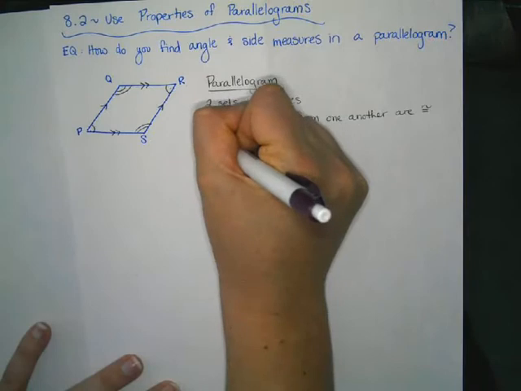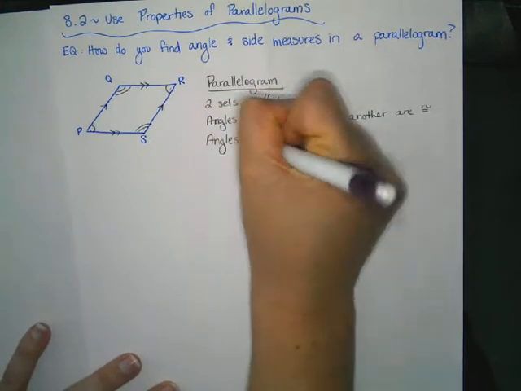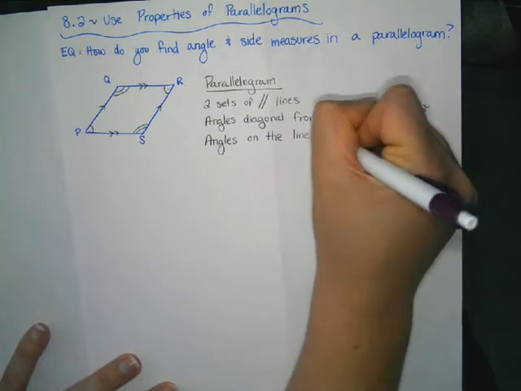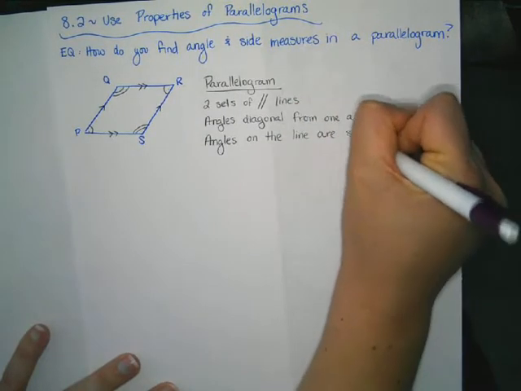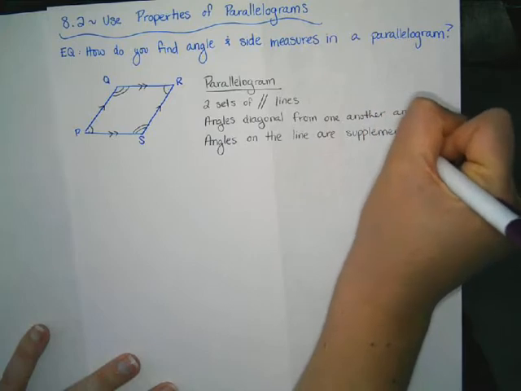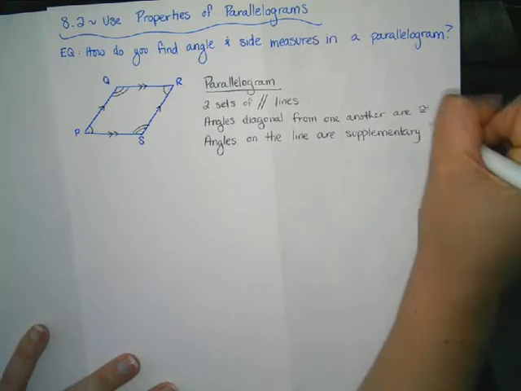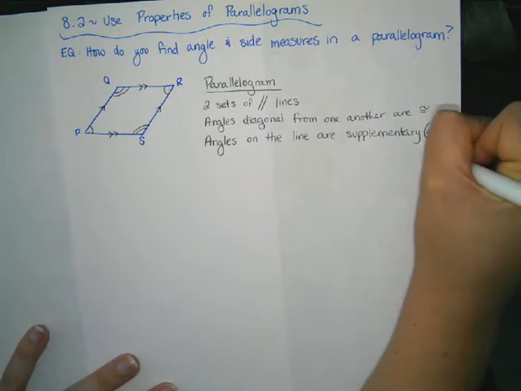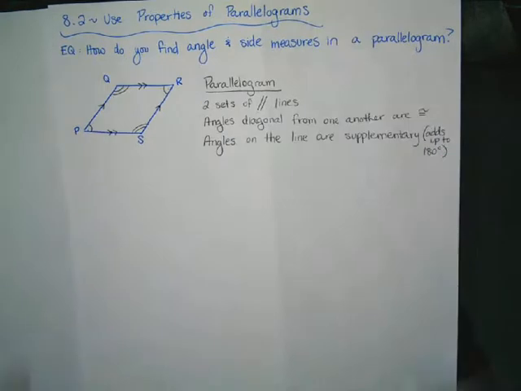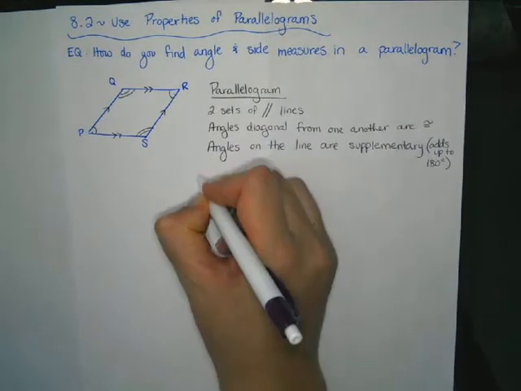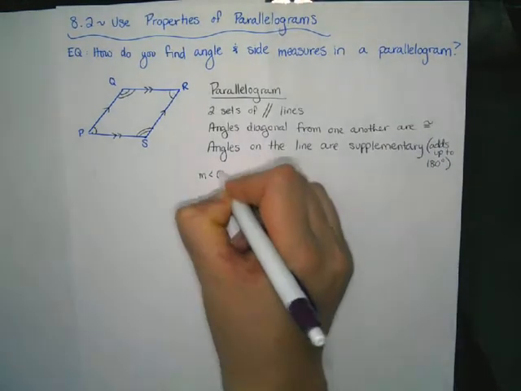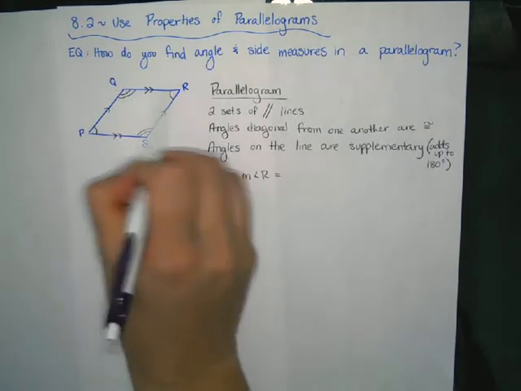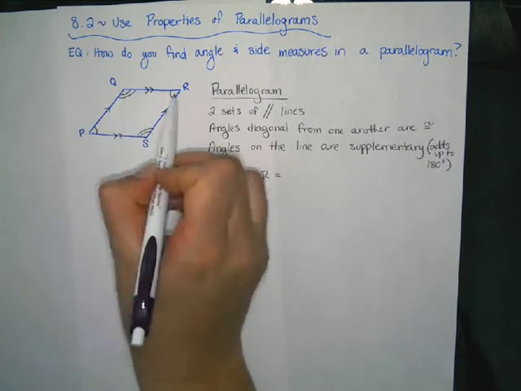You also need to know that angles on the same line are supplementary. What's supplementary? It adds up to 180 degrees. So for example, the measure of angle Q plus the measure of angle R equals what? They're on the same line. One's obtuse, one's acute, so they add up to 180 degrees.